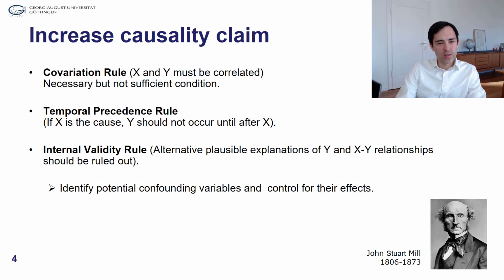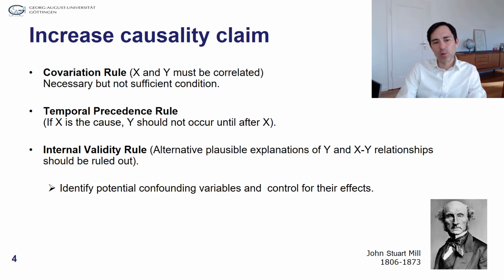And there are certain conditions. The first one would be the covariation rule. That means two variables, x and y, must be correlated. That suggests there could be some causality, but it's important to point out that's not a sufficient condition. There can be other reasons behind maybe a coincidental or significant correlation between two variables.